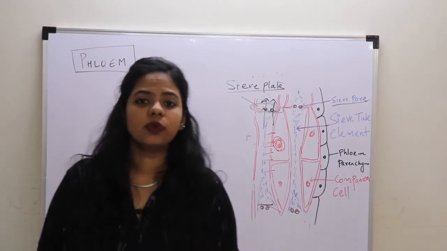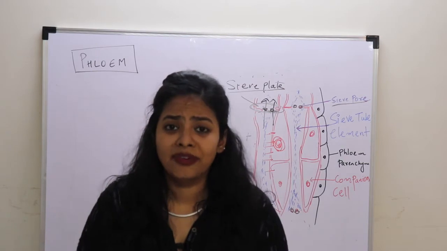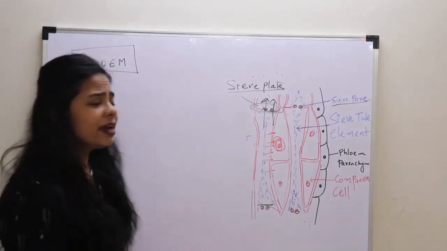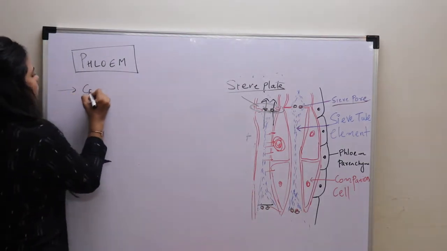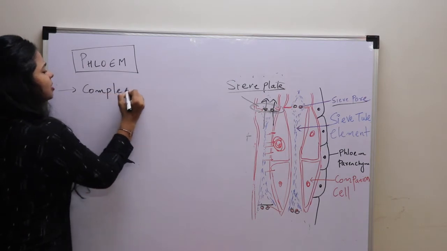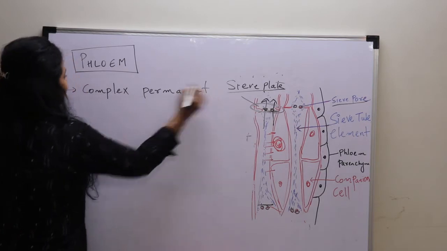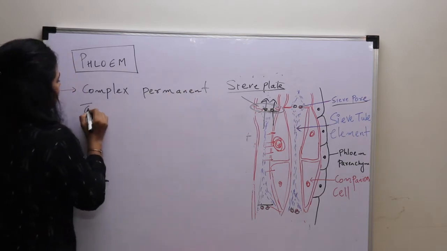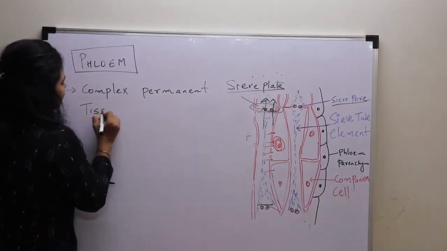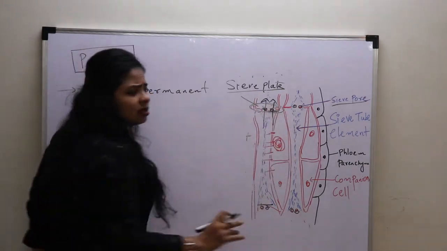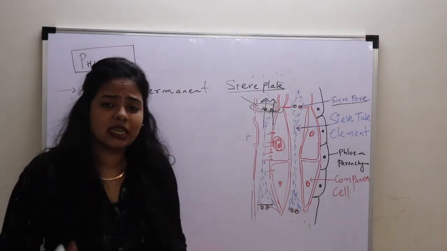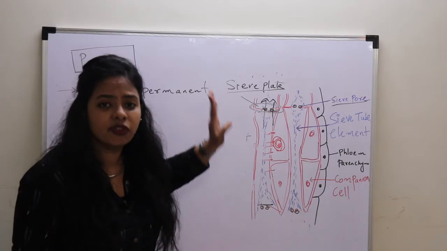Hi guys, in this video we are going to discuss phloem, which is a type of complex permanent tissue. Means what? It is made up of different types of cells which conduct the same function. They carry out the same function, that is conduction of food.